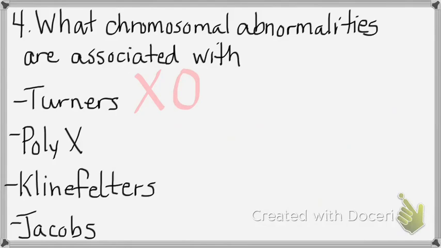Okay, how about a lady that has poly X? What would that be? Three X's. And again, if you don't remember this, it's page 125 in our lab manual. Then a gentleman with Klinefelters, what would that be? XXY, good. And lastly, a gentleman with Jacobs. XYY. Good.